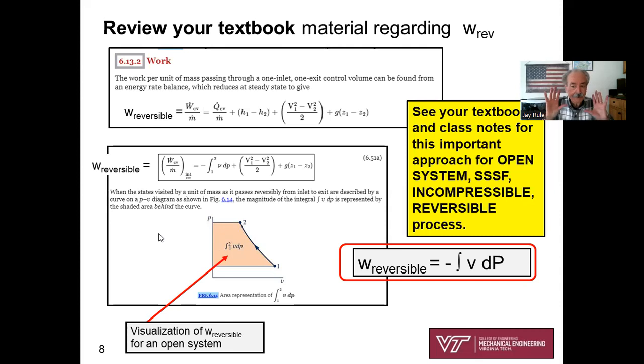It's very important that you recognize as a young engineer that there's a difference between the work for a closed system, reversible process, the integral of PdV, and the work, W dot over M dot, reversible for an open system, minus the integral of VdP. Those are two different animals. And this is going to come into play for your pump work or pump power calculation.